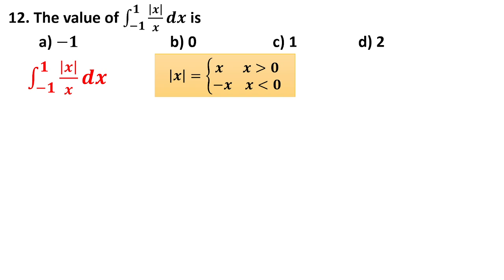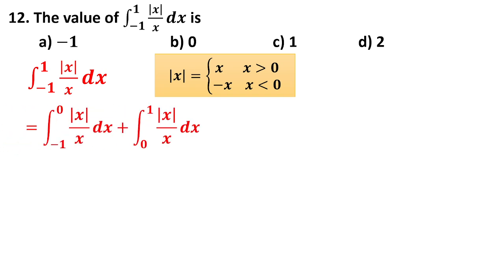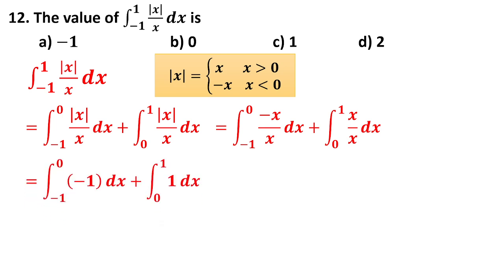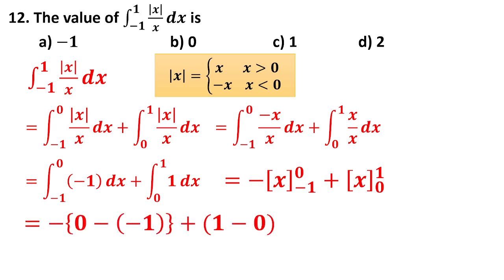For that, I think there is a shortcut. Whatever there is inside the modulus, equate it to 0. Whatever the value of x you are getting, you split at that point. This is one shortcut. For minus 1 to 0, mod x by x, plus 0 to 1, mod x by x. For minus 1 to 0, mod x is minus x. For 0 to 1, mod x is x. Now you will get the integral from minus 1 to 0 of minus 1 into dx plus integral 0 to 1 dx. Now normal integration. After the integration is over, you substitute upper limit minus lower limit, and you get the final answer as 0.